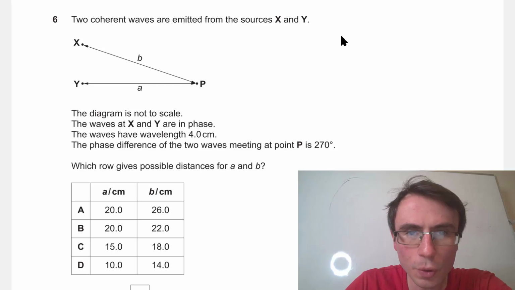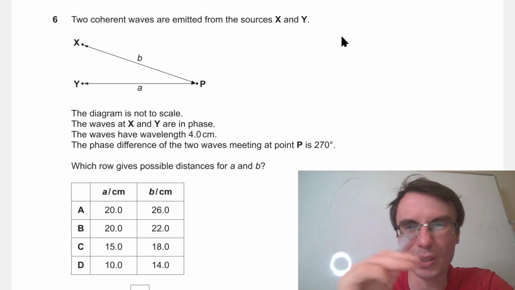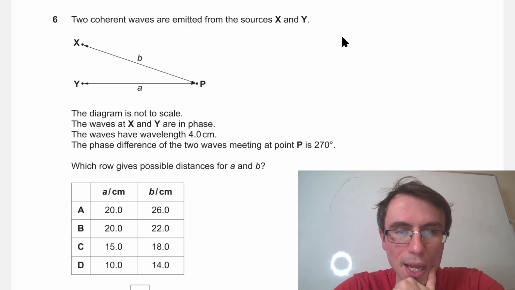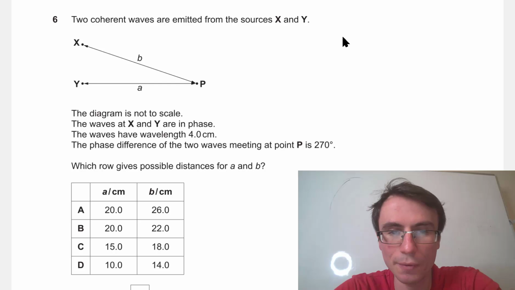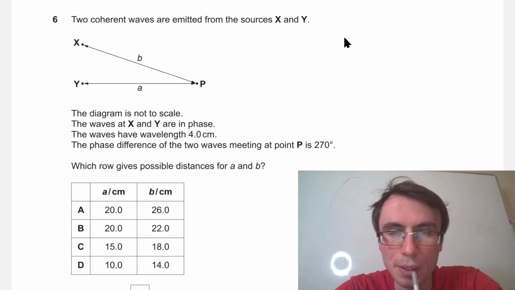So we've got two coherent waves emitted from the sources X and Y. The diagram is not to scale, so that means we can't take any measurements with a ruler. The waves at X and Y are in phase. The waves have a wavelength of 4 centimeters. The phase difference of the two waves meeting at a point P is 270. Which row gives the possible distances for A and B?